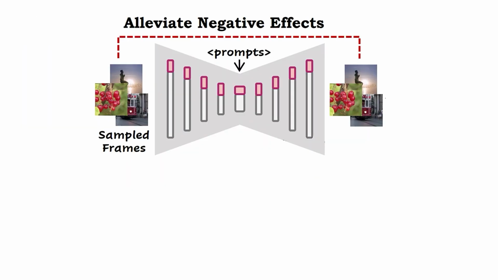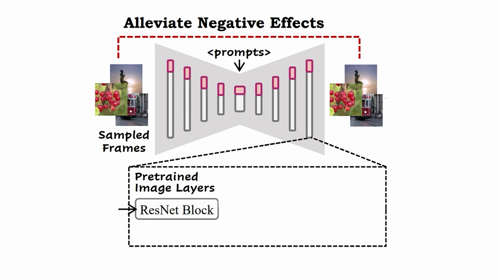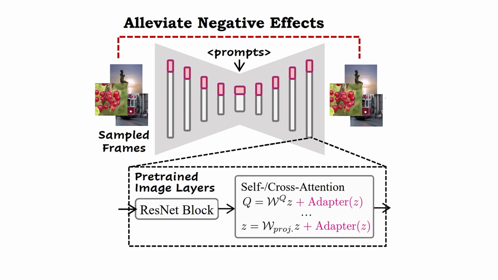And to alleviate the negative effects, they add these tiny red blocks at each block of the UNet that this block shows, and the number of parameters is significantly less than what the UNet has in Stable Diffusion. To see what these tiny blocks are, when we zoom in and explore each block separately, at first of each block in the pre-trained image layers, we have a ResNet block with a couple of convolution layers that we keep frozen. And then we have the self-attention and cross-attention layers, where we again keep the weights for query, key, value, and projection frozen, and add an adapter layer to modify these query, key, value, and projection outputs to align and adapt itself with the domain of video frames.